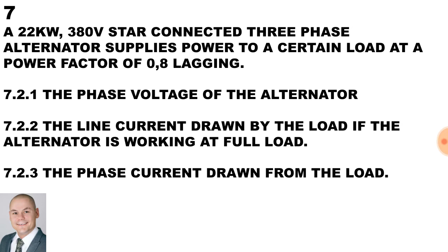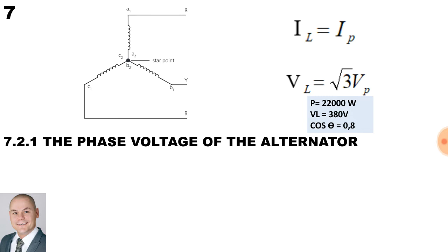Once again, we're still on AC power. A 22 kilowatt, 380 volt star connected 3-phase alternator supplies power to a certain load at a power factor of 0.8 lagging. Now, here we notice the symbol for a star connected alternator, where we have a star connection, the line current and the phase current are exactly the same. And to calculate the line voltage, it's square root 3 multiplied by the phase voltage.